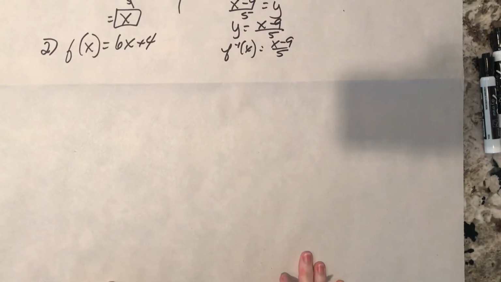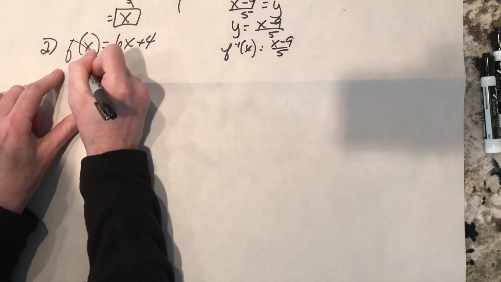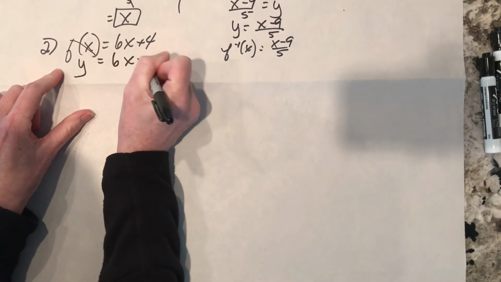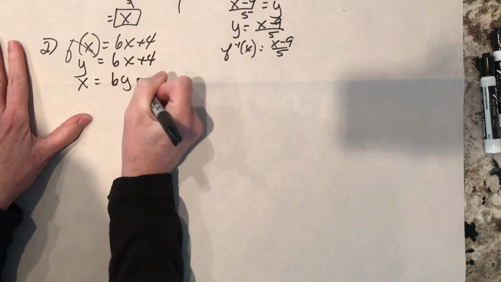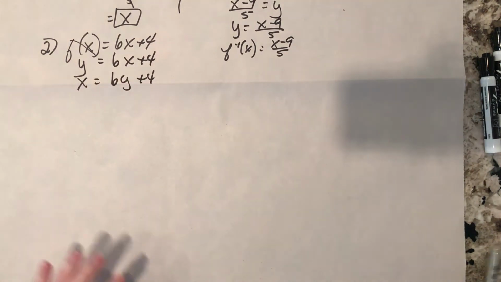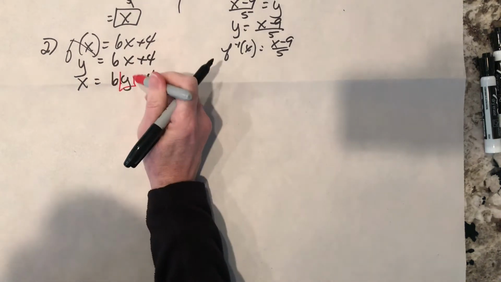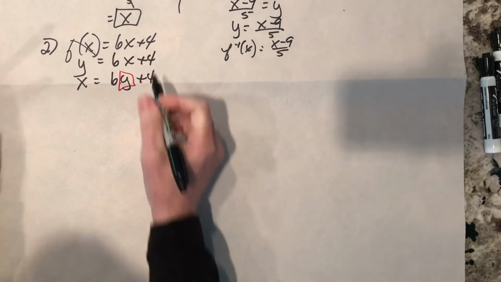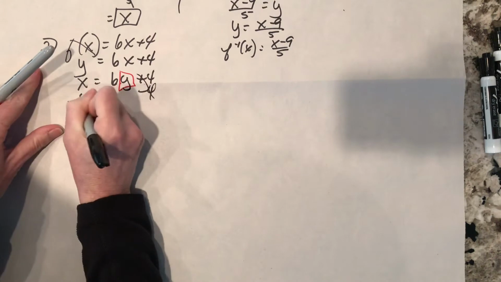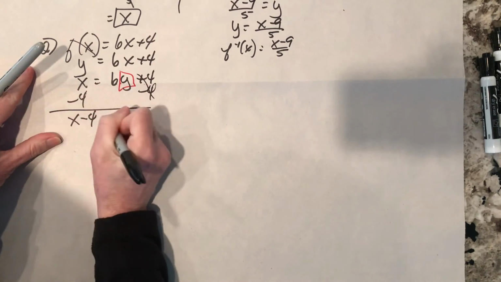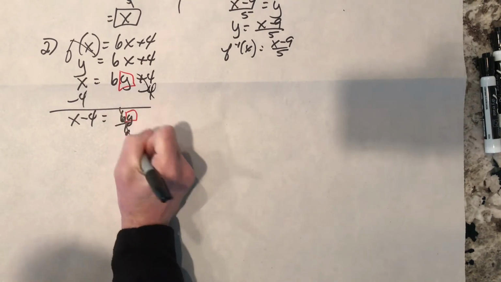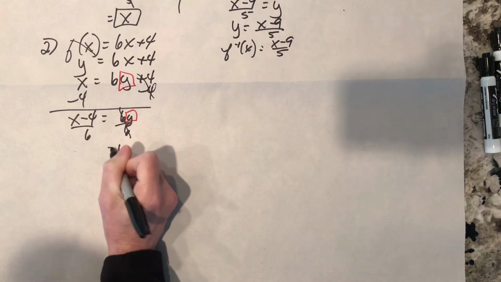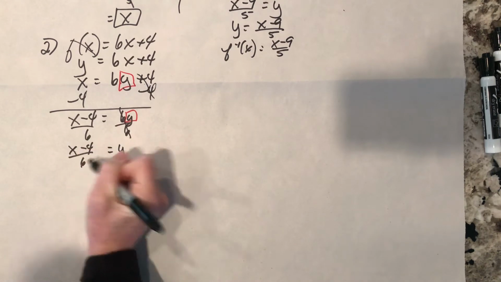There we go, looking at number 2. So we'll replace f of x with y, swap out the x and the y, and now let's solve for y. Subtract 4. Still solving for y. Divide both sides by 6. We get y equals x minus 4 over 6.